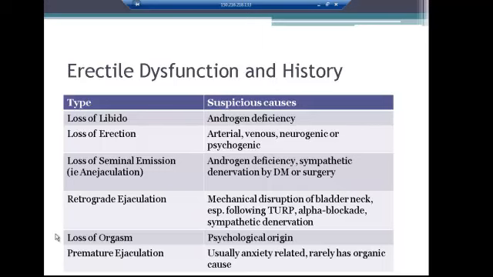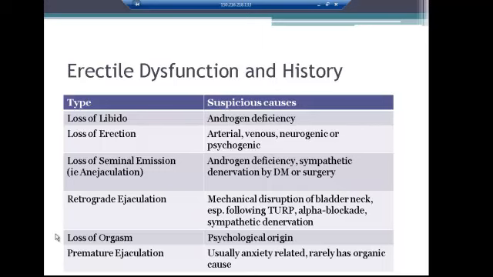And within that grouping, you have inability to get an erection, inability to sustain an erection, which can also be helpful in deciding how to treat your patient. Okay, there's loss of seminal emission, or what's called anejaculation. Okay, that can be associated with androgen deficiency, sympathetic denervation from diabetes, or also from surgery.